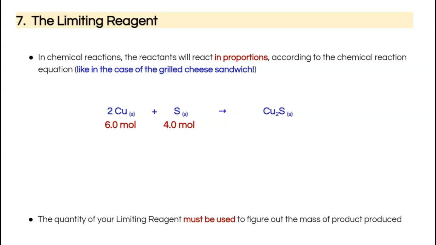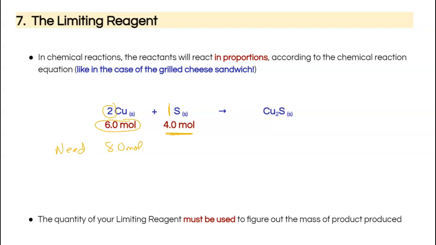And so I've tried to make this question with some nice friendly numbers. Since I know that for every 1 mole of sulfur, I'm consuming 2 moles of copper, if I have 4 moles of sulfur, I'm going to need twice that. I'm going to need 8 moles of copper. And of course, I don't have that much. I only have 6 moles.